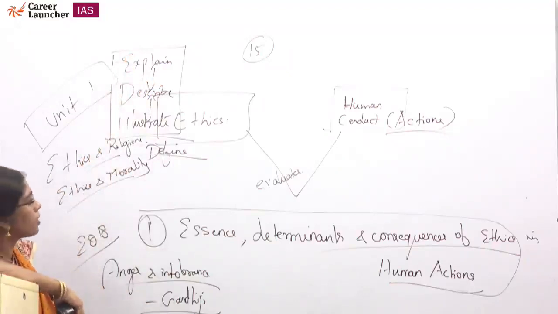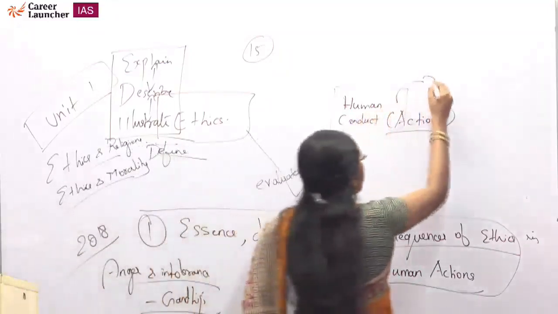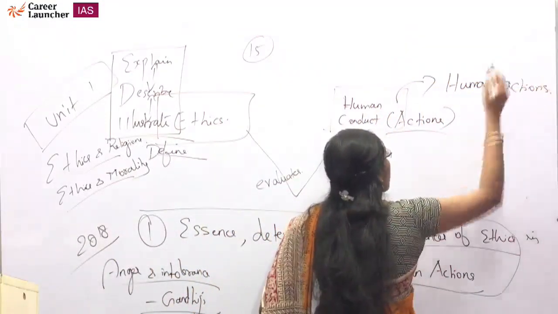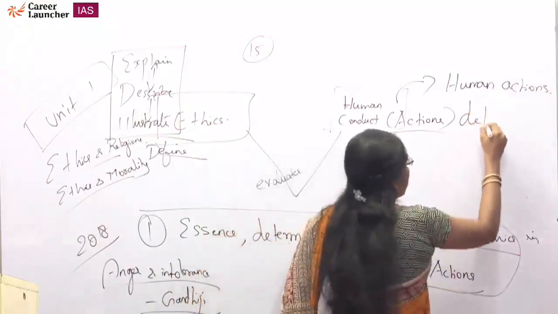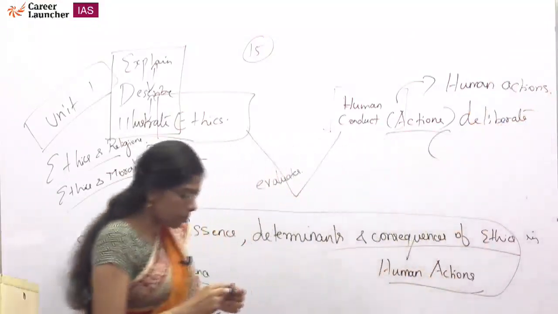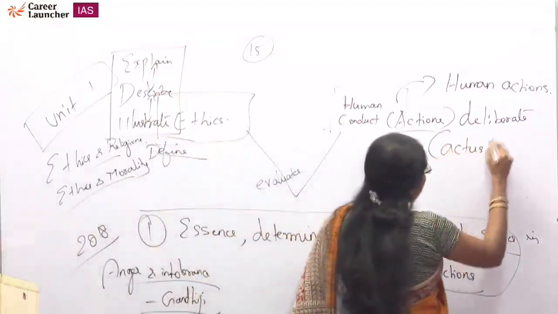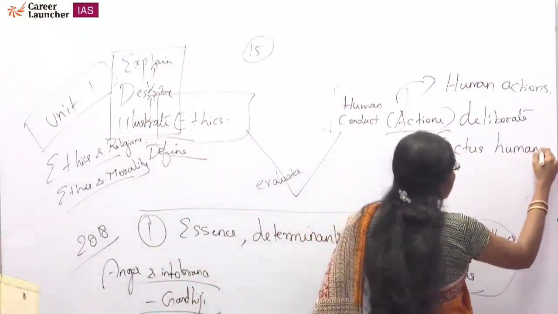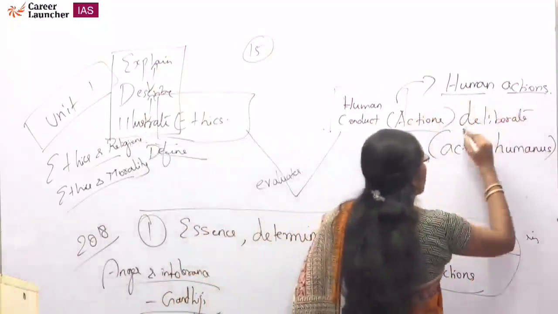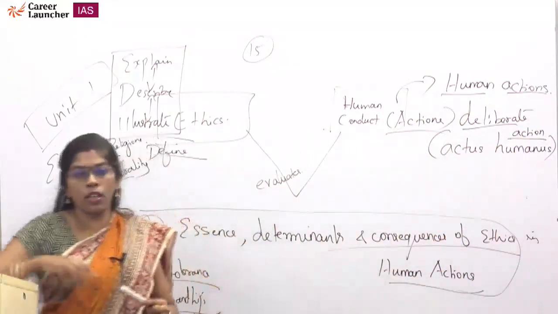What they say is that ethics always evaluates human actions. You cannot evaluate an animal's action, can you? Only human actions can be evaluated. They also say that it should be a deliberate action. There is a particular word they use for this; if you want, you can write actus humanus. It should be a human action as well as a deliberate action in order to evaluate those actions using ethics. Ethics means nothing but a set of moral principles.